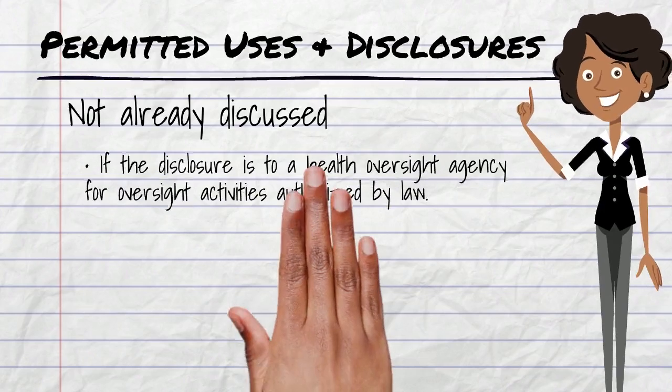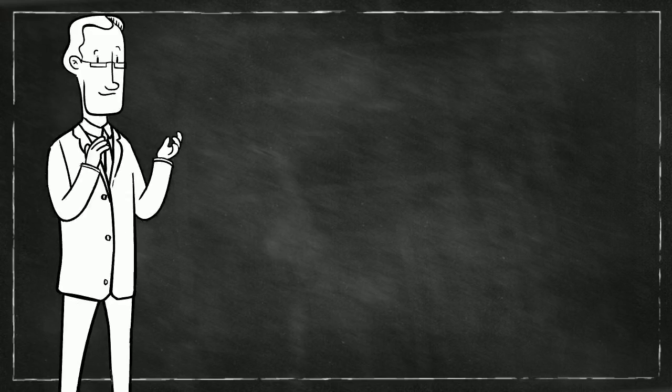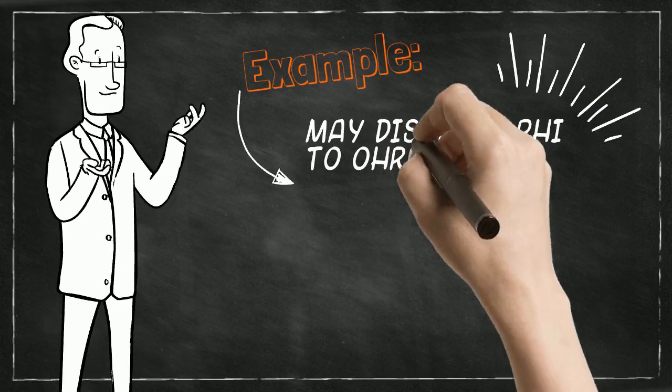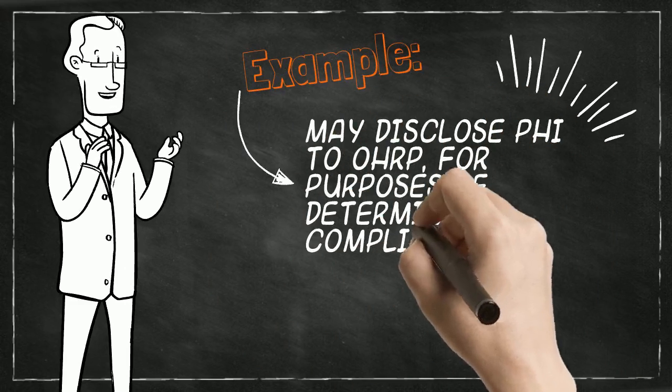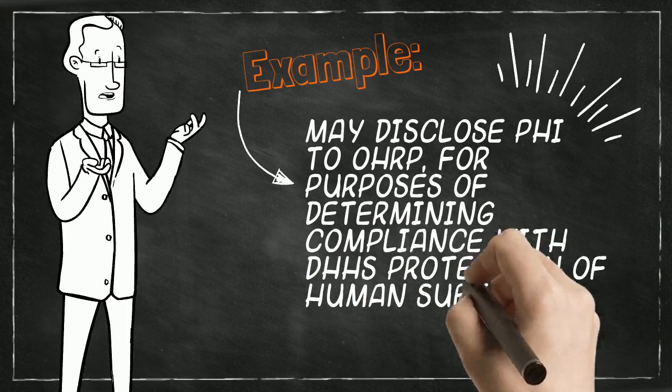If the disclosure is to a health oversight agency for oversight activities authorized by law. For example, a covered entity may disclose PHI to the Office for Human Research Protections, or OHRP, for purposes of determining compliance with the Department of Health and Human Services Protection of Human Subjects regulations.